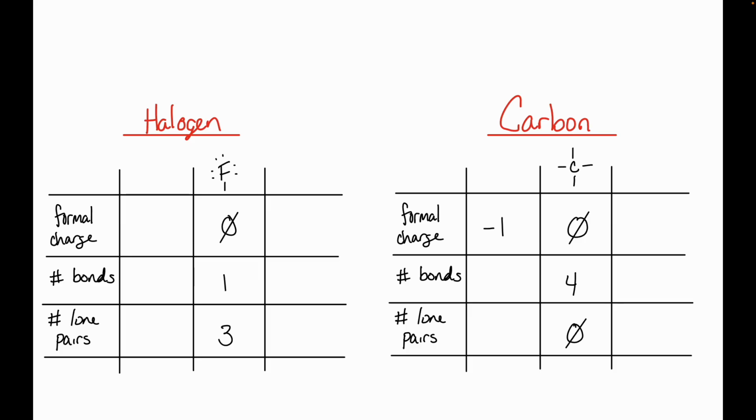All right, just like before, I'm going to turn one of those bonds into a lone pair. All right, so carbon with 3 bonds and a lone pair will have a minus charge.